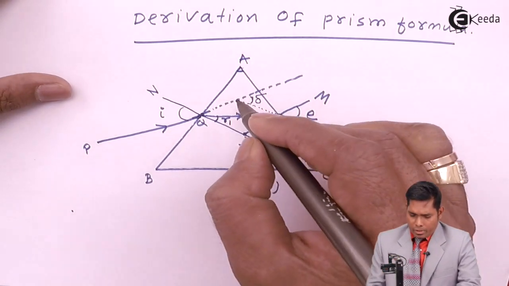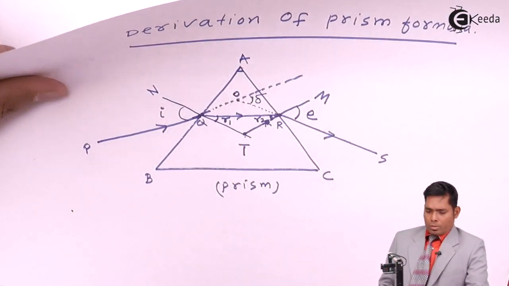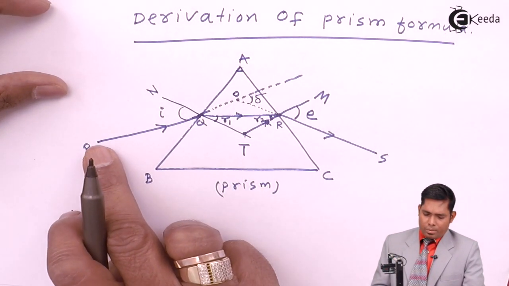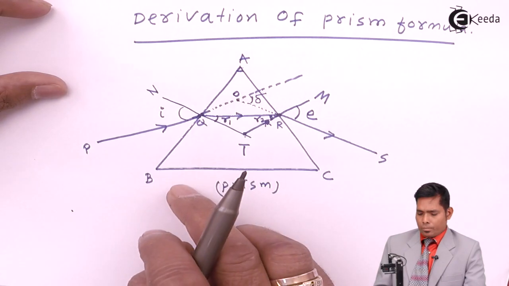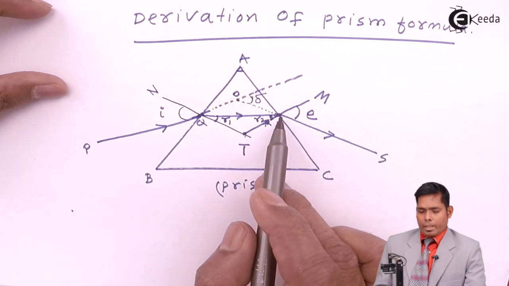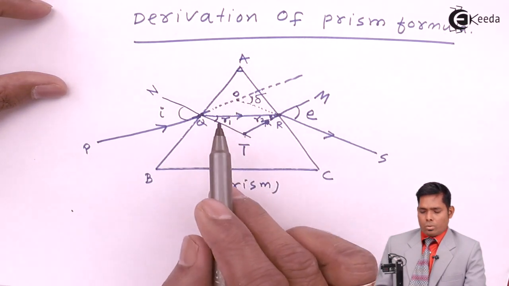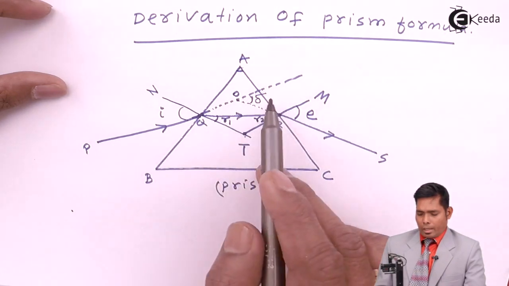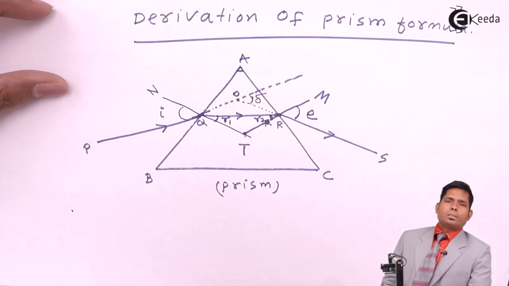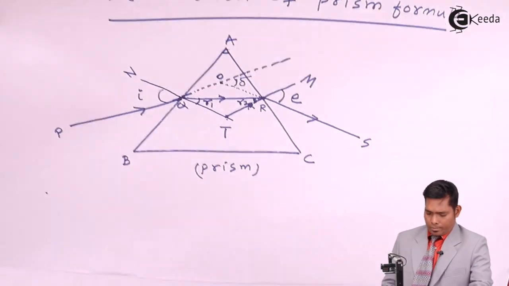Now suppose this point is O. When we extend PQ in the forward direction and RS in the backward direction, they meet at O, and the angle between this line and this line is delta, known as the angle of deviation.